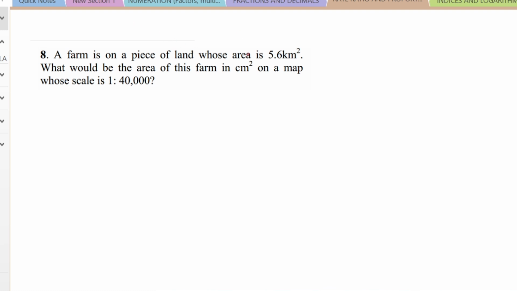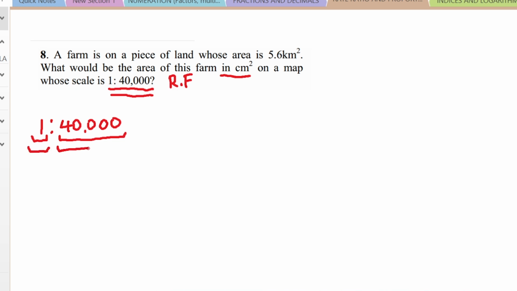Moving on, the farm is on a piece of land whose area is 5.6 kilometers squared. What would be the area of this farm in centimeters squared on a map whose scale is 1 to 40,000? So 1 to 40,000 is what we call the representative fraction. We did something like this in an earlier number in this session, so we have an idea what that means. So they want us to find the area of this farm in centimeters squared on a map whose representative fraction is this. Now, when we say that a representative fraction is 1 to 40,000, this simply means that 1 centimeter on the map represents 40,000 centimeters on the ground. It's the same way, or maybe you can say it's 1 inch on the map represents 40,000 inches on the ground. That is what it means.